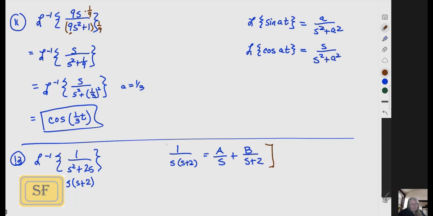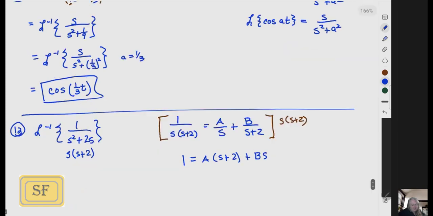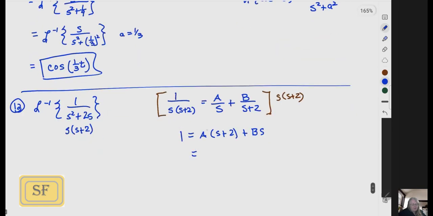And we need to solve for the coefficients or the numerators. If I multiply through by s times s plus 2, that cancels out all of my fractions, and it leaves me with 1 equals a times s plus 2 plus b times s. And if I combine my like terms on the right side, I'll have as plus 2a plus bs, and then the as and the bs are like terms.